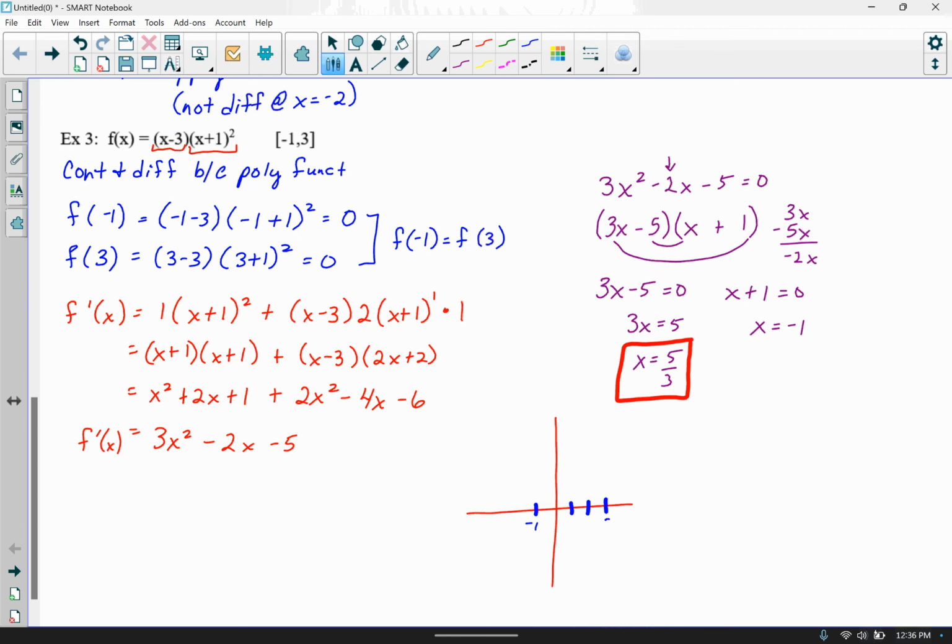So here's my -1, there's my +3. And we know from earlier that at -1 and +3, our function's equal to 0. At 5/3, 1 and 2/3, we're getting a minimum point down there, and it should be crossing the y-axis down here at -3. Graph looks something like this. Let me clean that up just a tad.